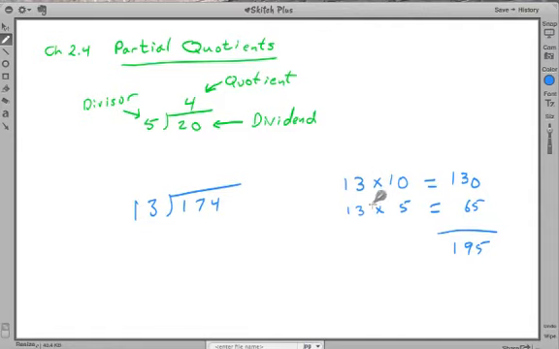13 times 10, 13 times 5, together these are like 13 times 15 because there's 10 and 5 and they're all added up. We added these, 130 plus 65 to get 195. Alright, so you kind of see how that works, but 5 isn't going to work, so we're going to just add some 13s and see what we get.